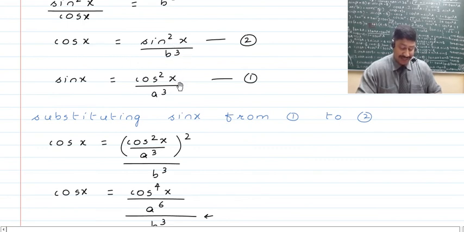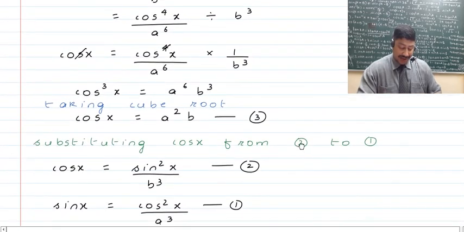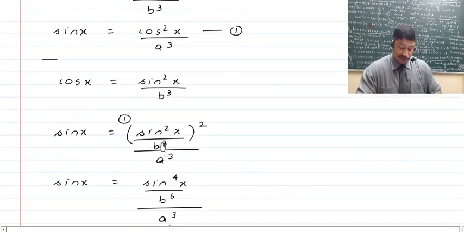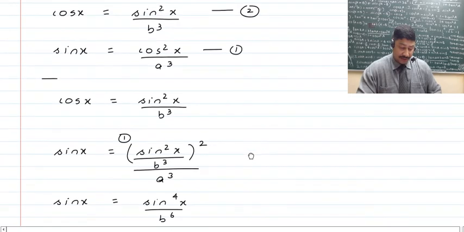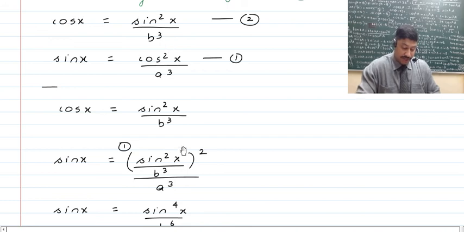We substitute this in the first equation, right? So this is what we are going to do. So we'll write sine x, right, which is equal to the value of cos x that we have, that is sine square x upon b cube, right, and we square it and divide it by a cube. So here what we are doing now is we are substituting the value of sine x in the first equation, right? So here for sine x we have this value cos square x upon a cube that we have substituted, right?